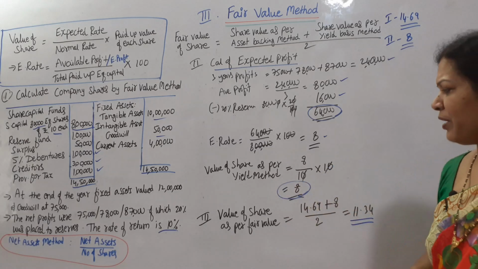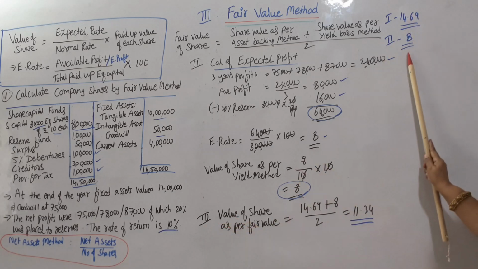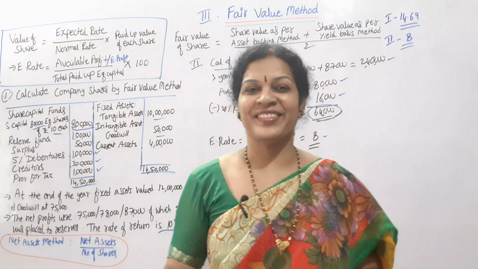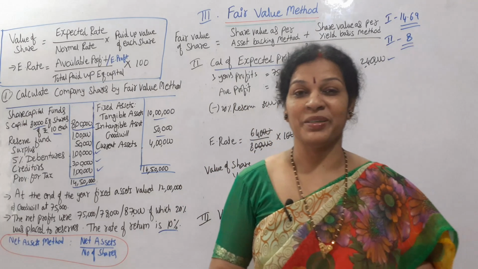Now lastly, fair value method is first method plus second method divided by 2. That's all, simple. With this, valuation of shares is completed.